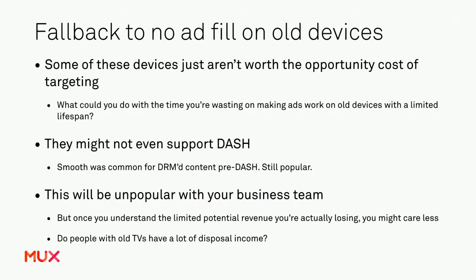What you can do to avoid these problems is things like falling back to no ad fill on certain devices. This is going to be really unpopular with your business teams. But honestly, the cost of going after, for example, a 2014 LG TV that might have 0.2% coverage is never going to justify itself on the CPM you're going to see from those devices. It's just never going to be there. Old smart TVs might not even support DASH, let alone DRM, let alone multi-period. These people also potentially have limited income at their disposal. If you're on an old smart TV, you're maybe not the primary target market for people with a high CPM value.